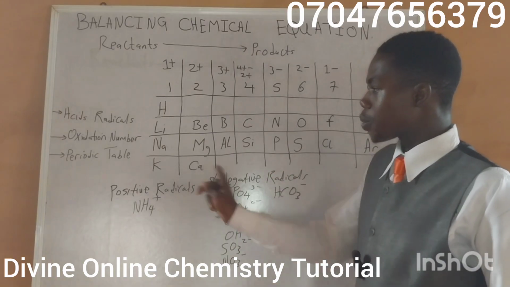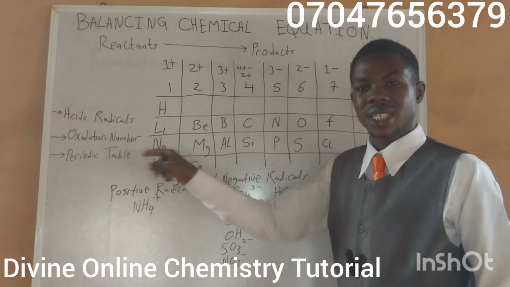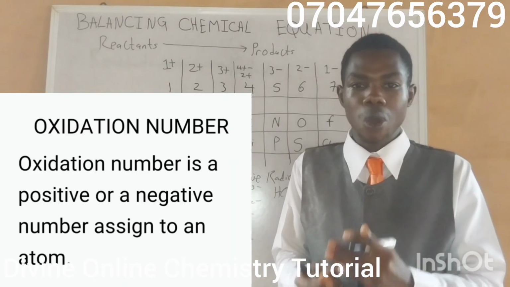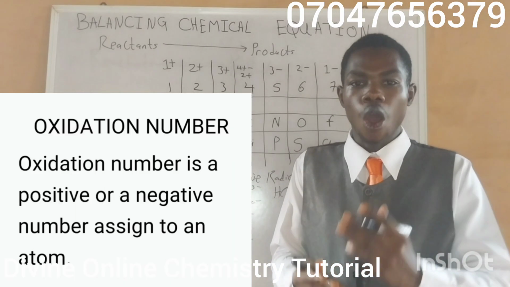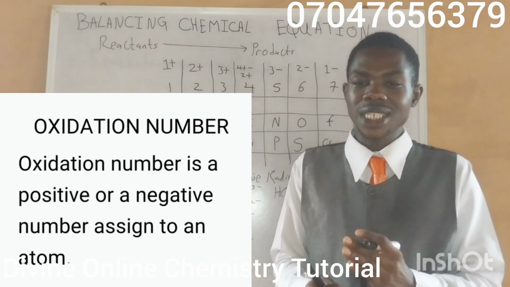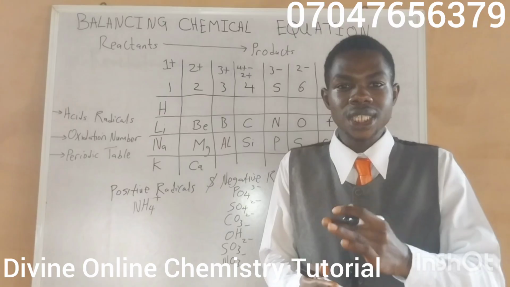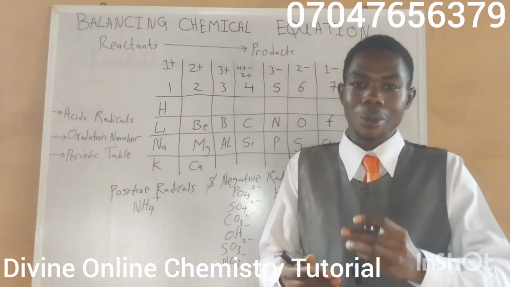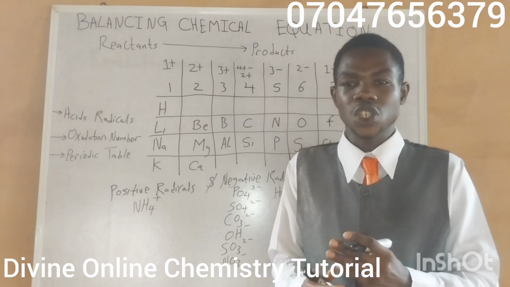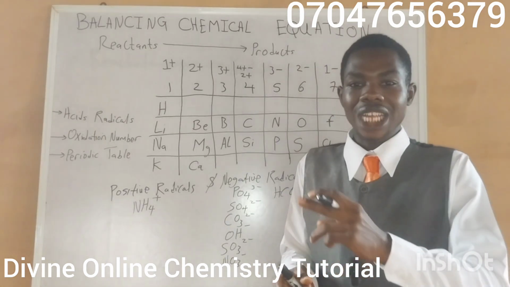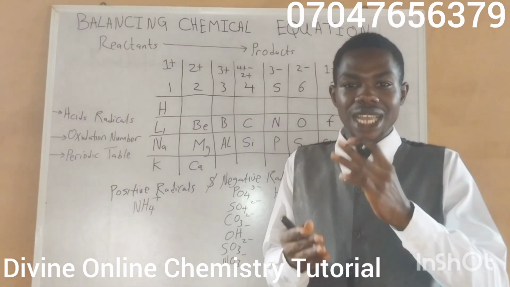Now, from here, let's move straight away to oxidation number. Now, what is oxidation number? Oxidation number is a positive number or a negative number assigned to an atom. So please take note that oxidation number is a positive number or a negative number assigned to an atom. Some elements rather do not have oxidation number, because elements in group 8 don't have oxidation number, because their atomic shell is filled, requiring 8 electrons.